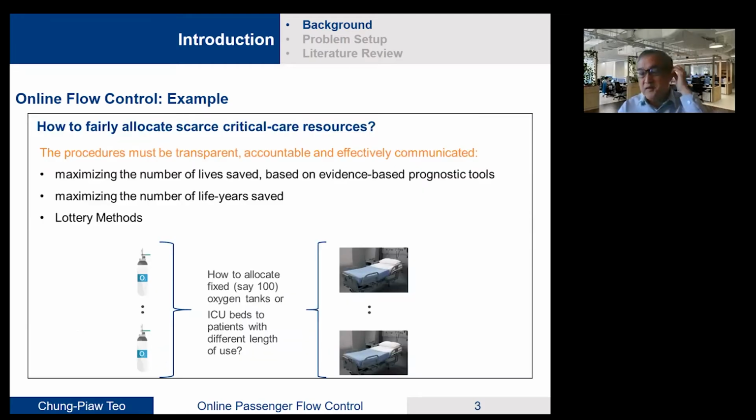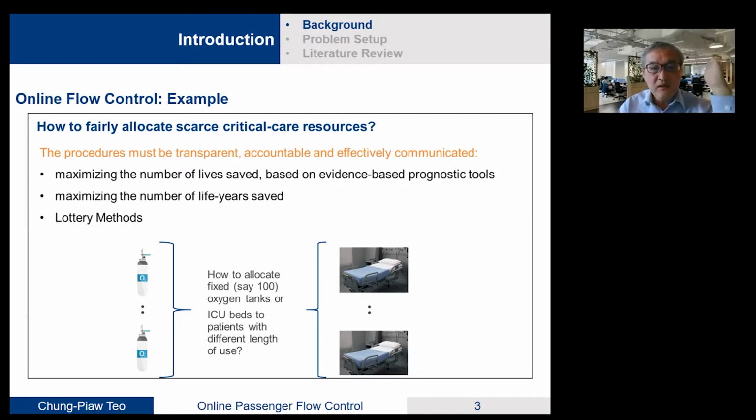Now, another problem, which I think is also addressed by many scholars, is about the allocation of essential critical care resources to patients, like ICU, like oxygen tanks. And you see there are a lot of allocation methods being proposed. But in this problem, the challenge is about allocating all these reusable resources to patients with different needs. There are many objectives in this kind of allocation problem, whether to maximize the number of lives saved, or to maximize the number of life years saved, or to a certain extent simply use lottery methods in order to ensure that the outcome will be fair to the patients.